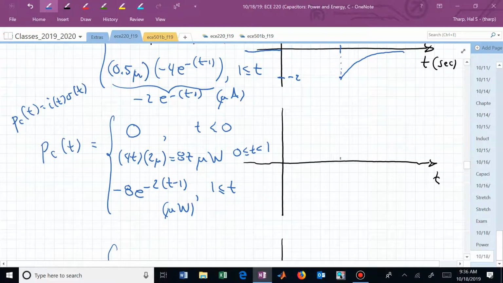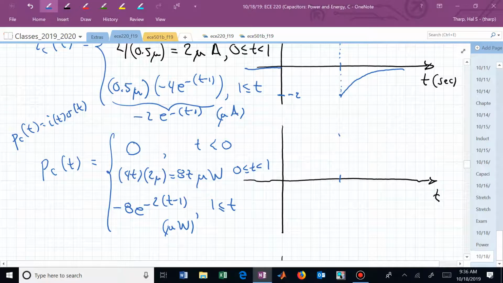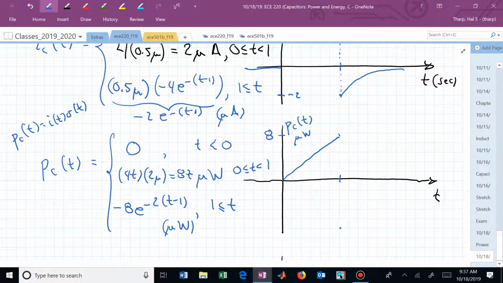If I now wanted to try to sketch that, I'm going to now go up to 8 linearly. This is now P sub c of t, and this is in microwatts. This is now my value of 8. And then what happens at 1? Now I've changed signs. Now I was absorbing power into my electric field of the capacitor. Now I'm going to be discharging.